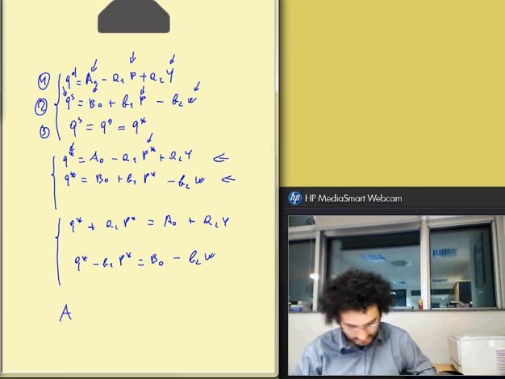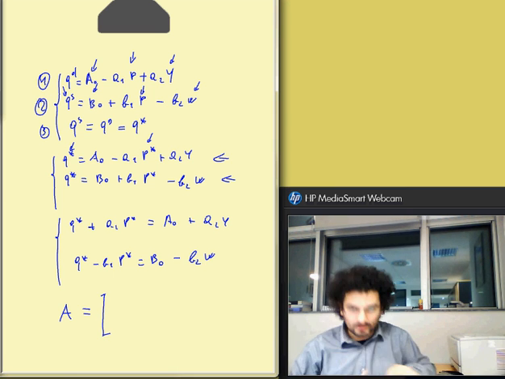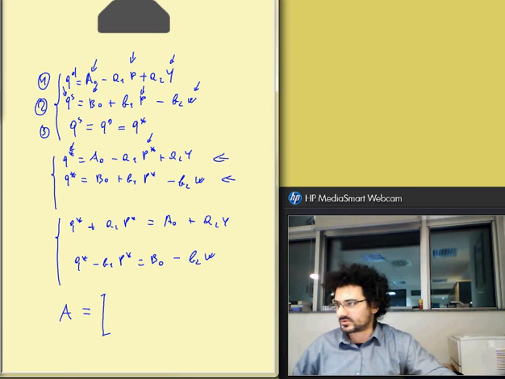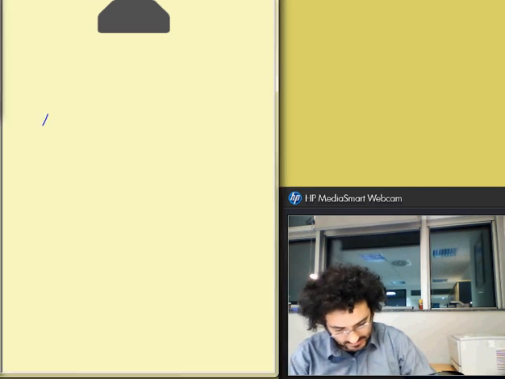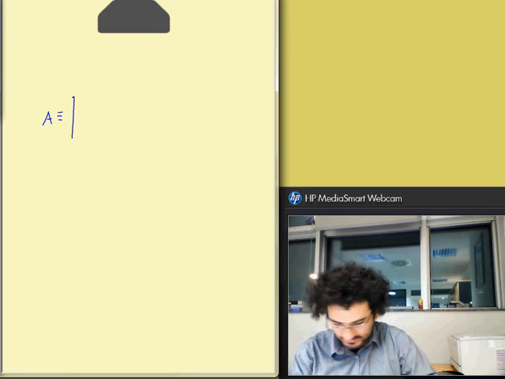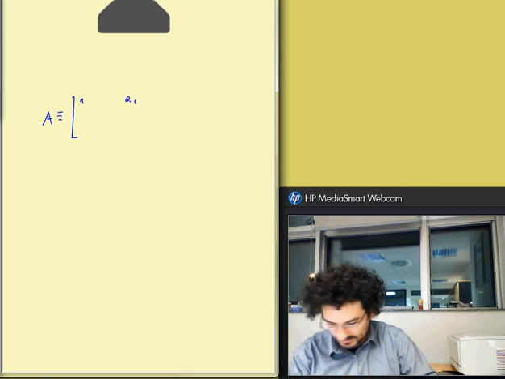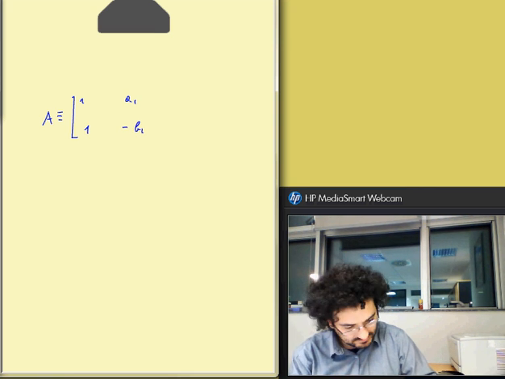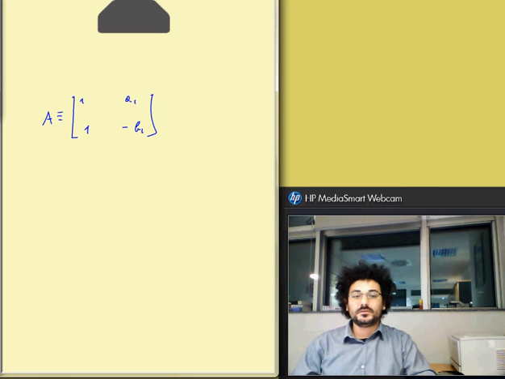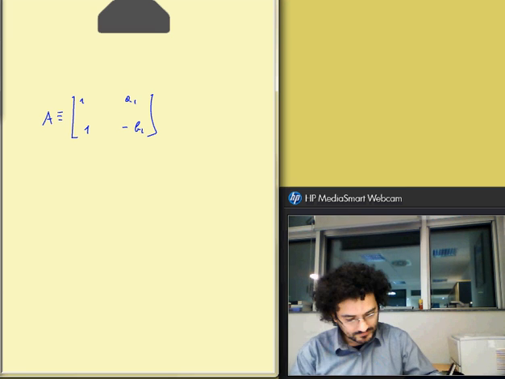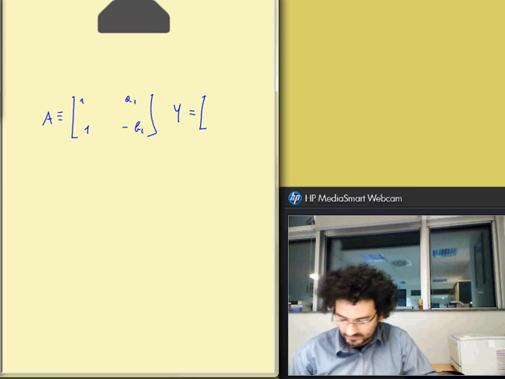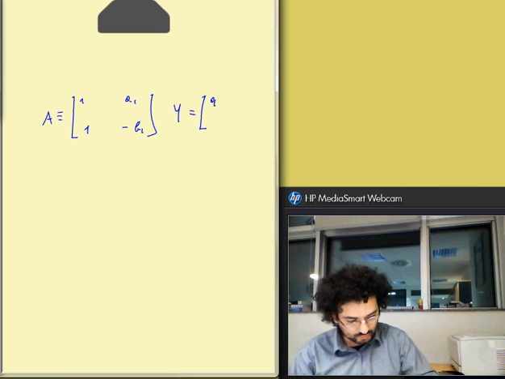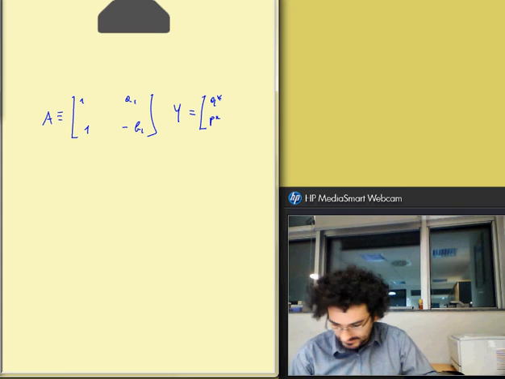We can write this system in matrix form, and it's not so difficult, because we can consider the matrix of coefficients A. We can write matrix A as defined as 1 A1, 1 minus B1. These are the coefficients of the endogenous variables in our system. Then we have the vector Y consisting of the two endogenous variables Q star, P star.